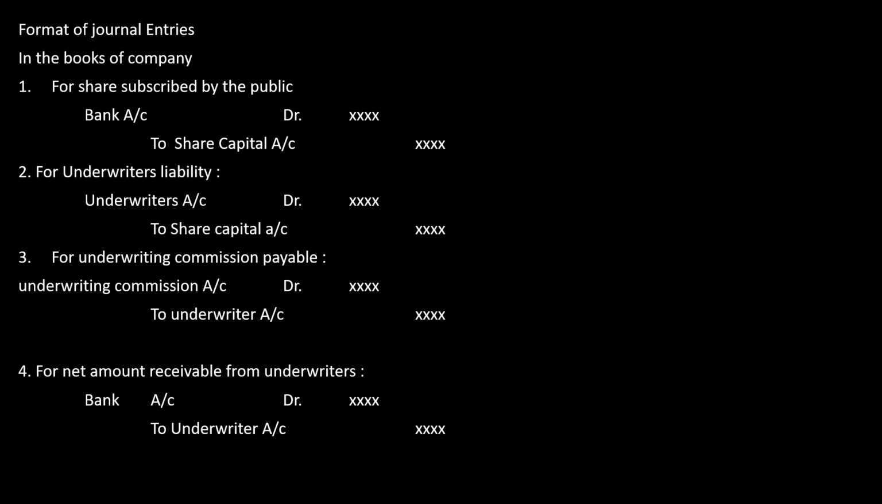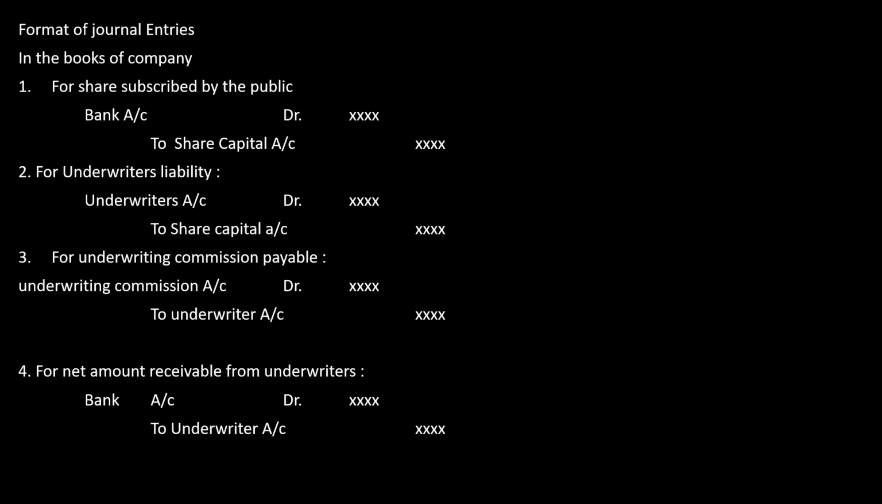Go through the journal entries required in the chapter Underwriting. There are two sets of entries passed in the books: one set in the books of the company, and another set in the books of the underwriter. Let us go through the entries that are passed in the books of the company.